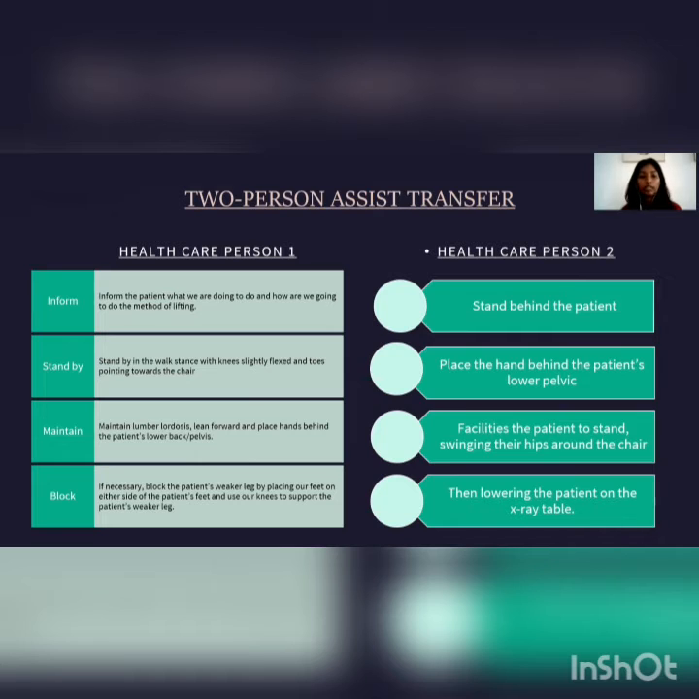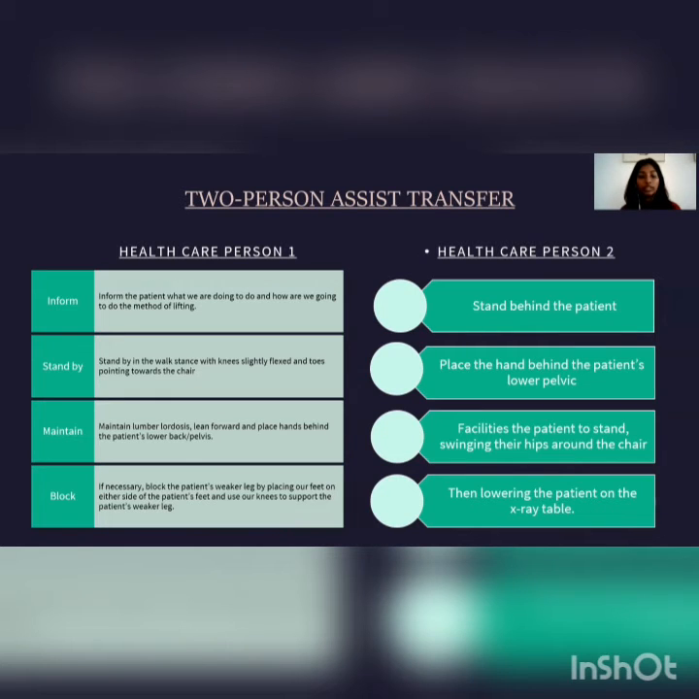Secondly, the first caregiver has to stand with the knees slightly flexed and the toes pointing towards the chair. Meanwhile, the second caregiver will stand behind the patient. The first caregiver will maintain the lumbar lordosis, lean forward and place the hand behind the patient's lower back, and the second caregiver will do the same by placing the hand behind the patient's lower pelvis. This means that the first caregiver and the second caregiver will be holding the patient's lower pelvis from both sides, from the front and the back.